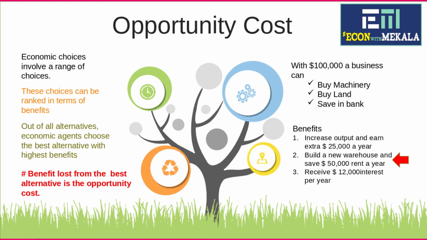So, out of these options, I went with the best alternative for me. When I choose the best alternative, the value of next best alternative forgone is called opportunity cost. So the definition of opportunity cost is benefit lost from the best alternative. When I'm investing my $100,000 to build a warehouse and save $50,000 per year, I lose my next best alternative. That is, increase output and earn $25,000 a year.